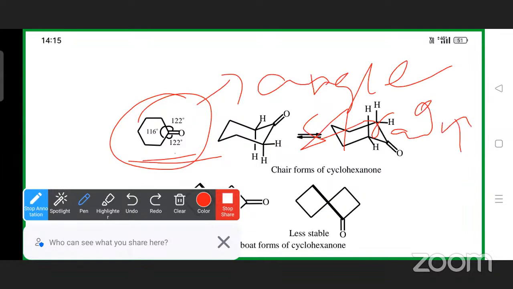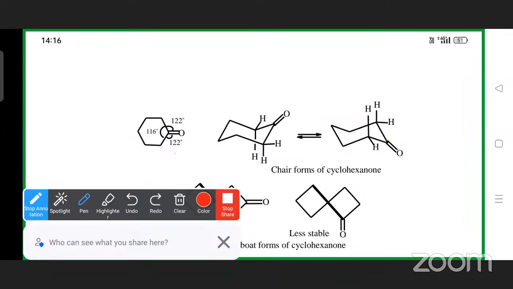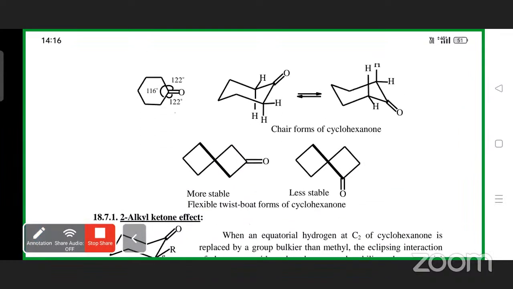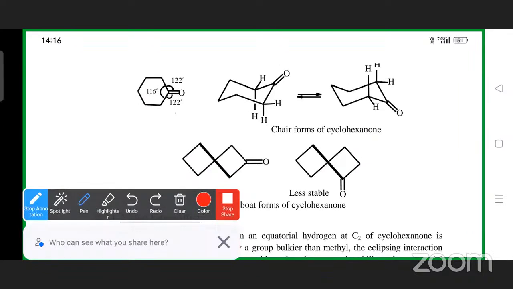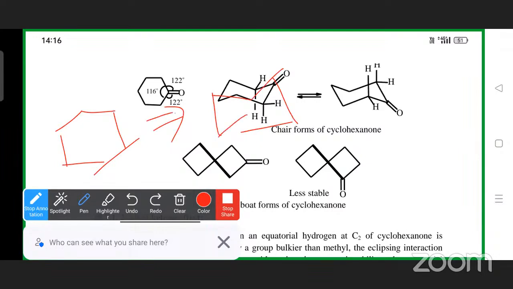That's why if you convert that planar structure into a puckered structure, another conformation, then the angle strain will be reduced, and some relief will be obtained from this angle strain. So we convert the planar conformation into puckered conformations: chair, half chair, boat, and twist boat conformations. Among all these conformations, which one is stable? In general, for cyclohexane, the chair conformation is stable.